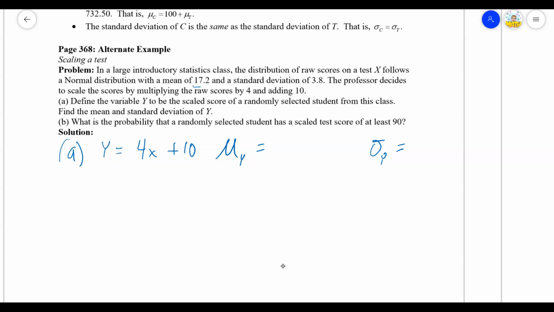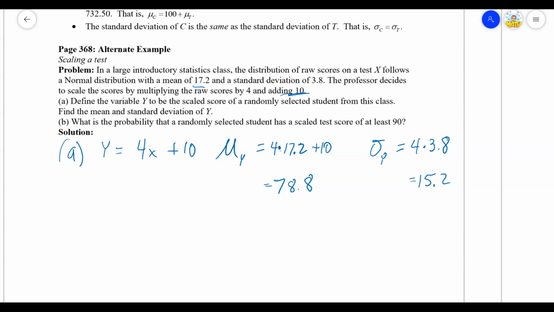Well, the mean of y, we're going to start with the 17.2, and we're going to multiply it by 4, right? Both of these transformations will affect the center. We'll take 4 times 17.2, and we would add 10 to it, okay? For standard deviation, the adding of the 10 won't change it. Remember the 3 numbers I just showed you. When we add a constant, it doesn't change the spread at all. So the only thing we ought to do to this standard deviation is multiply it by 4. Okay, so I get 78.8 and 15.2. Those would be my new parameters.